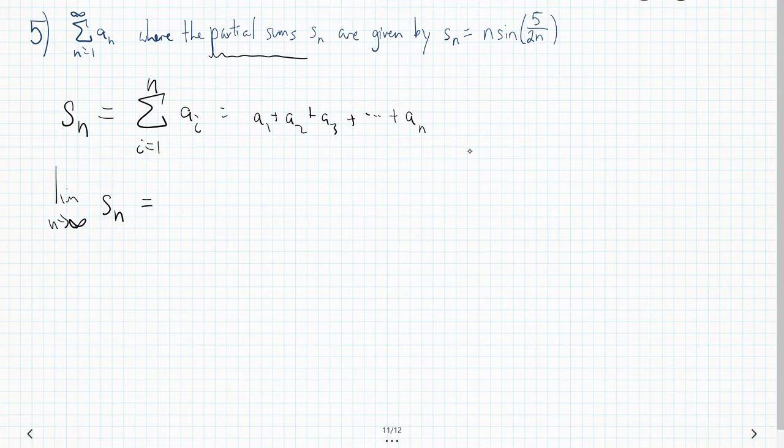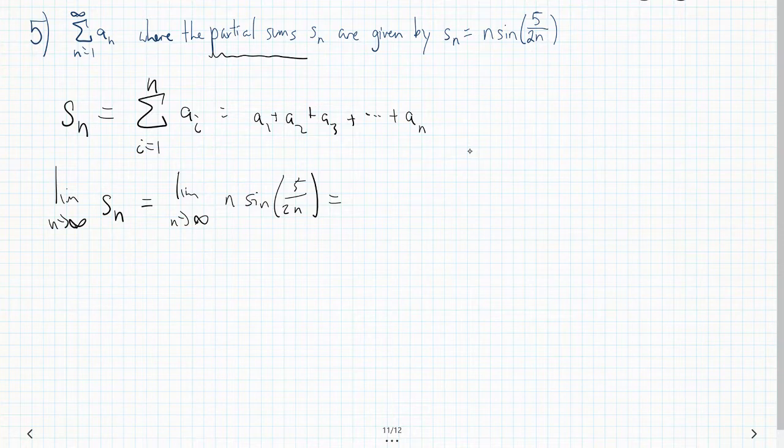So in fact, this equals the limit as n goes to infinity of n sine of 5 over 2n. But unfortunately, it's not that easy, where you have infinity times 0, so we have to do a little bit of work. Not much, but just a little bit.